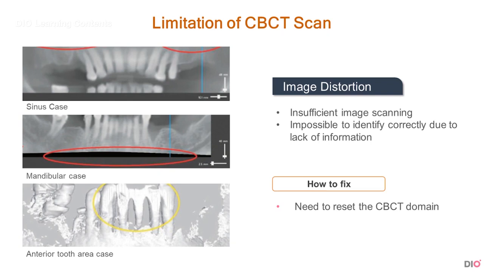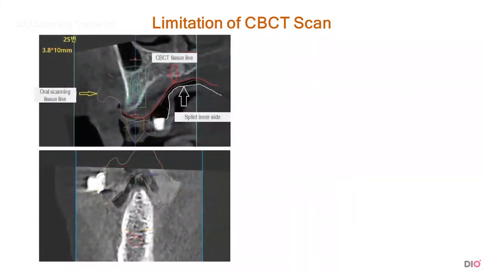This is the last case. Look at the picture above. This is a case with a splint. The gingiva scanned with an oral scanner is shown in yellow line. The gingiva taken with the CT is shown in red line, and the inside of the splint is shown in a white line. These three lines are overlapped, but do not align, and there is a gap.